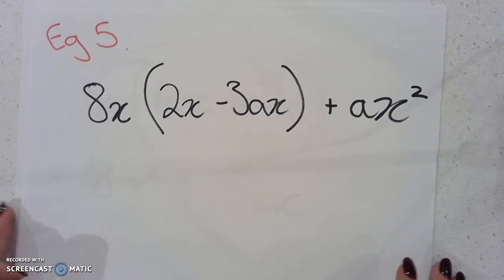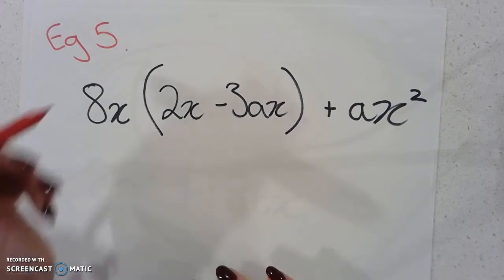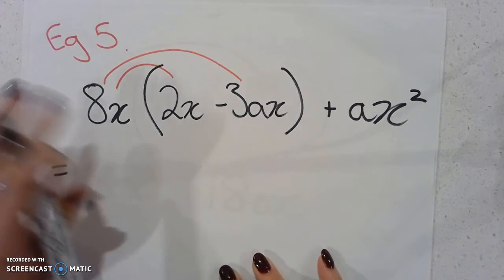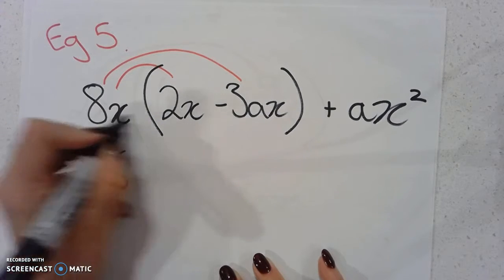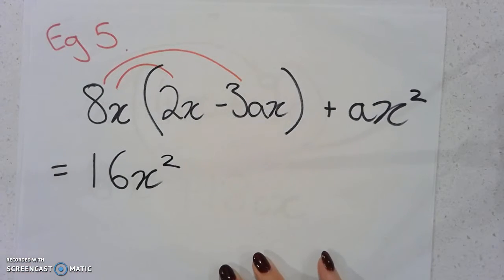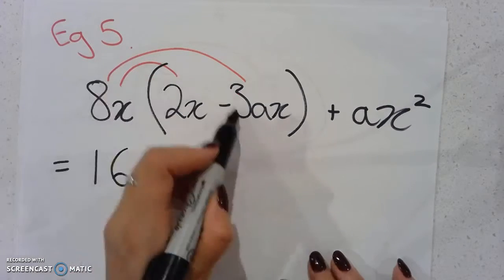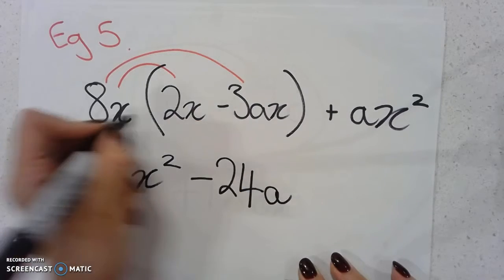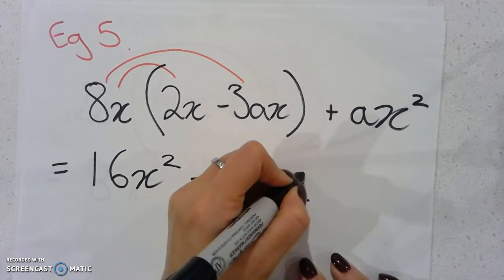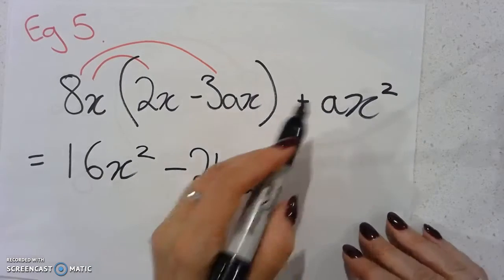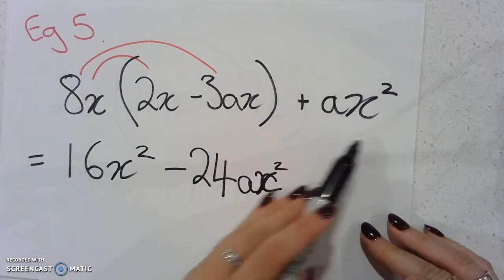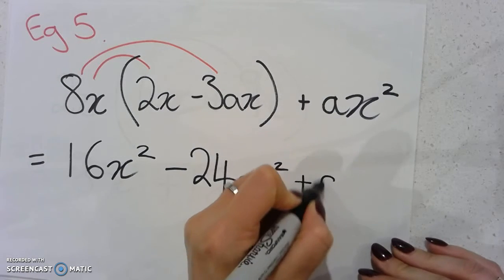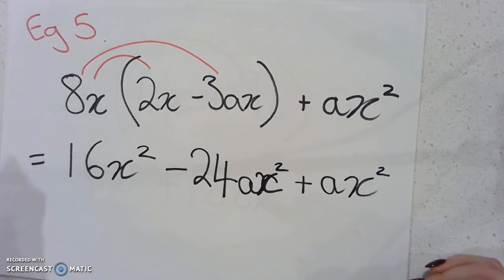Last but not least, a little bit trickier. Here we go. We've got to do our distributive law first. So we're going to do 8 times 2 is 16, and that becomes x squared. Then we have 8 times -3, that's -24. We've got an a, and then we've got x squared. Then we have this extra term out the side. So we simply carry that term down as it is, leaving it the same.